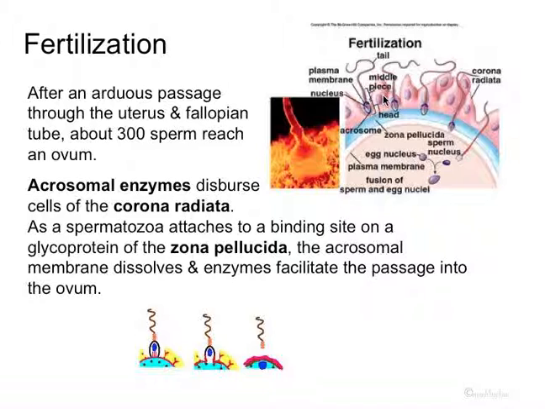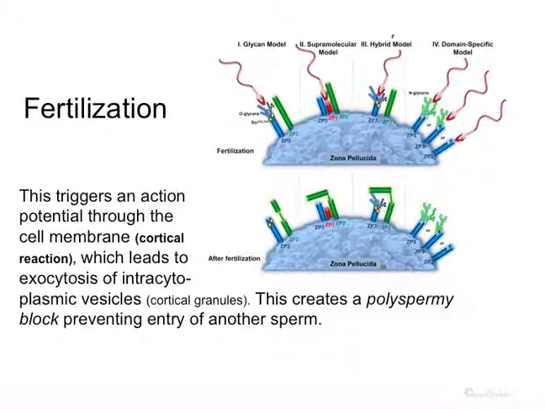And then the spermatozoa reaches down here at the blue area. That's the zona pellucida. And it reaches the zona pellucida, and the acrosomal membrane dissolves, and enzymes facilitate the passage into the ovum. And then once that one is in, we have an action potential that goes through the membrane, and it's called a cortical reaction, and that leads vesicles to go and get released, the cortical granules. They create a wall for other sperms to come in, so they become a polyspermy block, preventing the entry of other sperms.